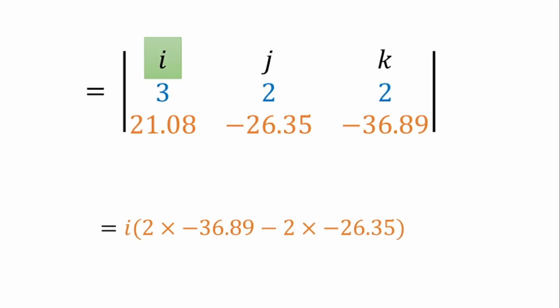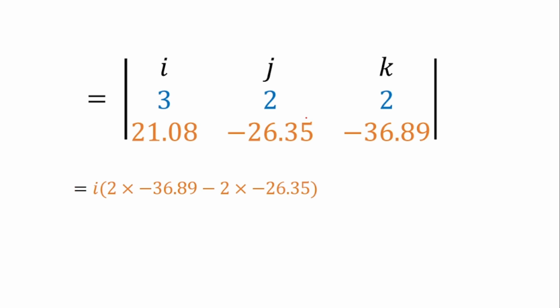Now we'll start with solving the determinant. As I have already told you, you can manually solve this numerical or you can use a calculator to find the cross product of the vectors. So we'll first see the manual method. Here we'll do cross multiplication. First consider the i, then consider this part of your determinant. So this is 2 into 36.89 minus 2 into minus 26.35. This is the first part of your calculation.